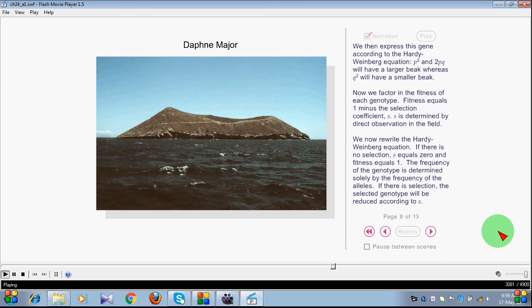We then express this gene according to the Hardy-Weinberg equation. P squared and 2PQ will have a larger beak, whereas Q squared will have a smaller beak. Now we factor in the fitness of each genotype. Fitness equals 1 minus the selection coefficient S. S is determined by direct observation in the field. We now rewrite the Hardy-Weinberg equation. If there is no selection, S equals 0 and fitness equals 1. The frequency of the genotype is determined solely by the frequency of the alleles. If there is selection, the selected genotype will be reduced according to S.